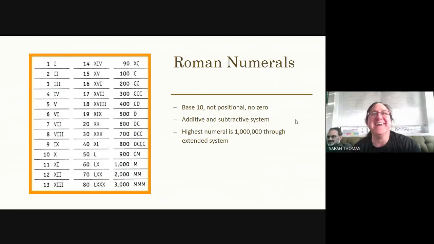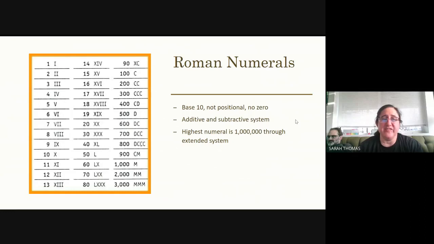You cannot do symbolic computation with Roman numerals. This is the major disadvantage of Roman numerals, is you cannot do that kind of computation. You have to use an abacus. So you are tied to an abacus if you want to do any math with Roman numerals.